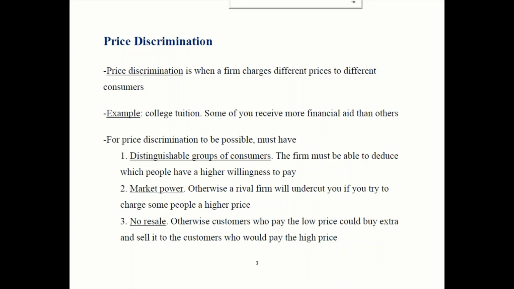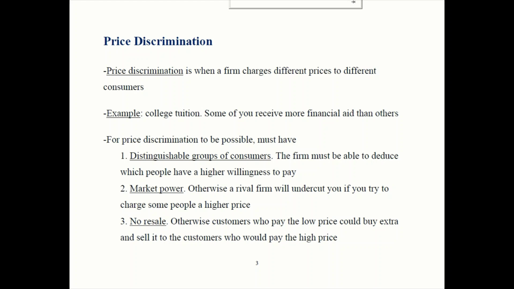So there are a couple of conditions that have to be satisfied in order for price discrimination to be possible. First of all, the firm must be able to tell apart different kinds of groups of consumers. They got to be able to sort out who has a greater ability to pay or a greater willingness to pay from who has a lower willingness to pay.